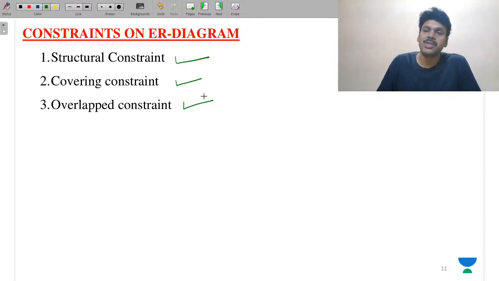What is a covering constraint? It describes whether all the constraints of an entity are derived in the current entity or not. And what are overlapped constraints? If a constraint is used on multiple entities, then you can call it an overlapping constraint. So what about structural constraints? Let us look into it.